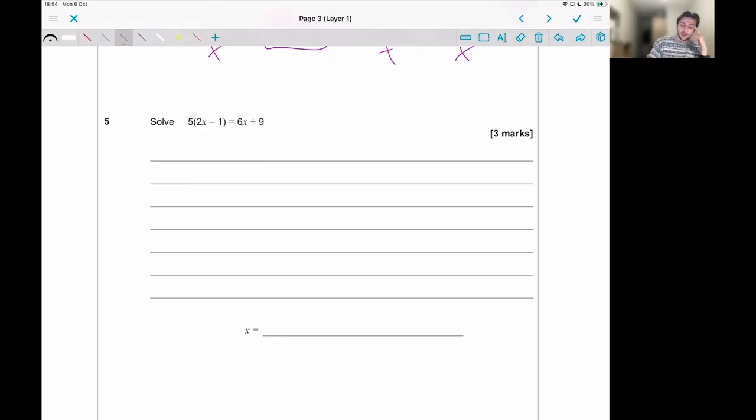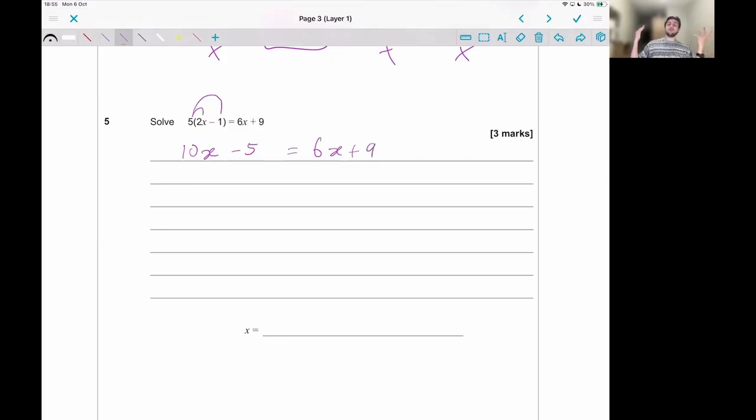So because we've got a 5 times everything in the set of brackets, we can do 5 times the first thing in the set of brackets, and then 5 times the second thing in the set of brackets, and write that down. So 5 times 2x is 10x. 5 times -1 is -5. Don't forget that minus sign. There is -1, so it has to be -5. Then on the right-hand side, we're just going to copy it exactly as it was. We're not going to change anything.